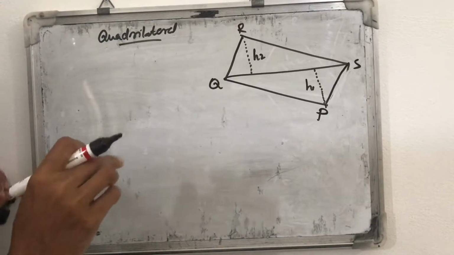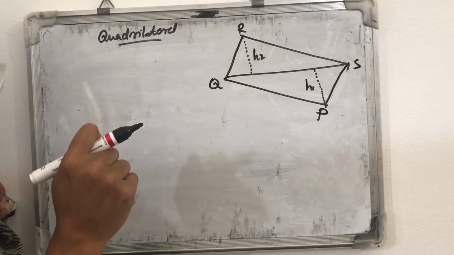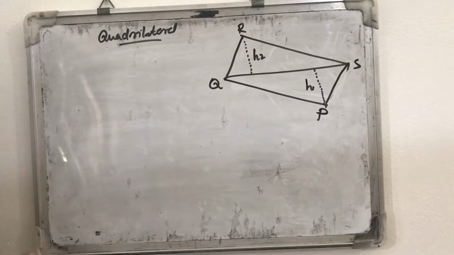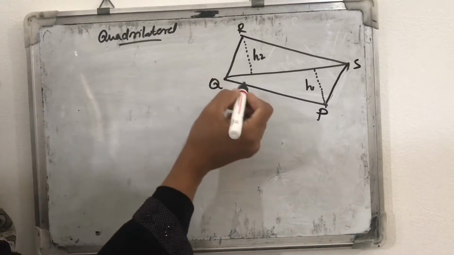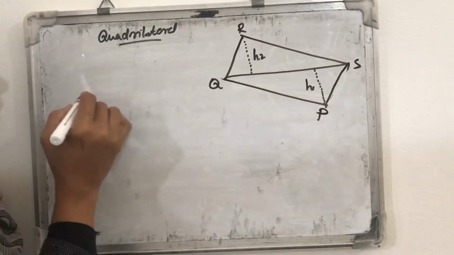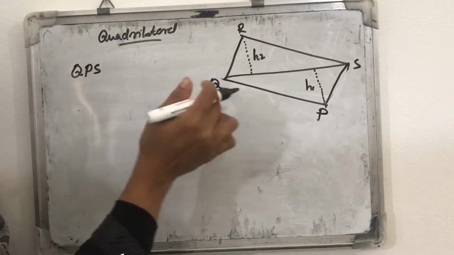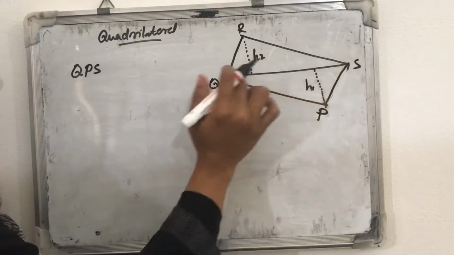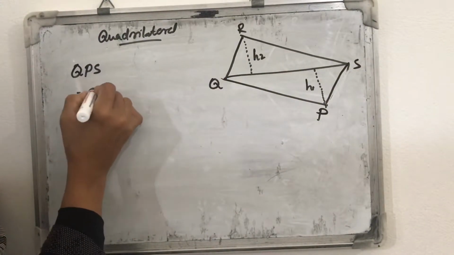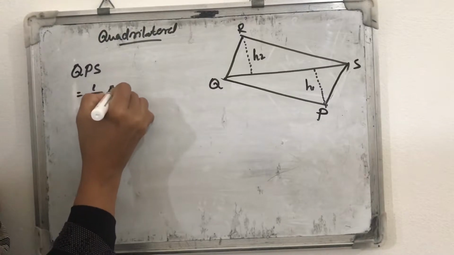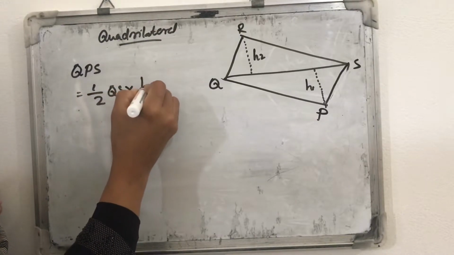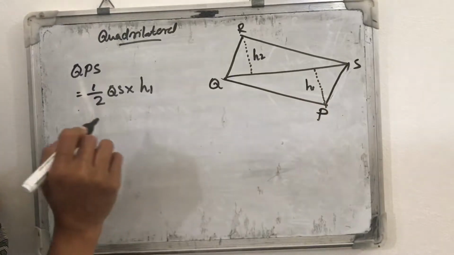What is the equation for finding the area of a triangle? That is half into base into height. So using that equation, first we can find the area of this triangle QPS. What is the area of the triangle QPS? Its base will be this part. That is equal to half into QS into height, we can take it as H1.